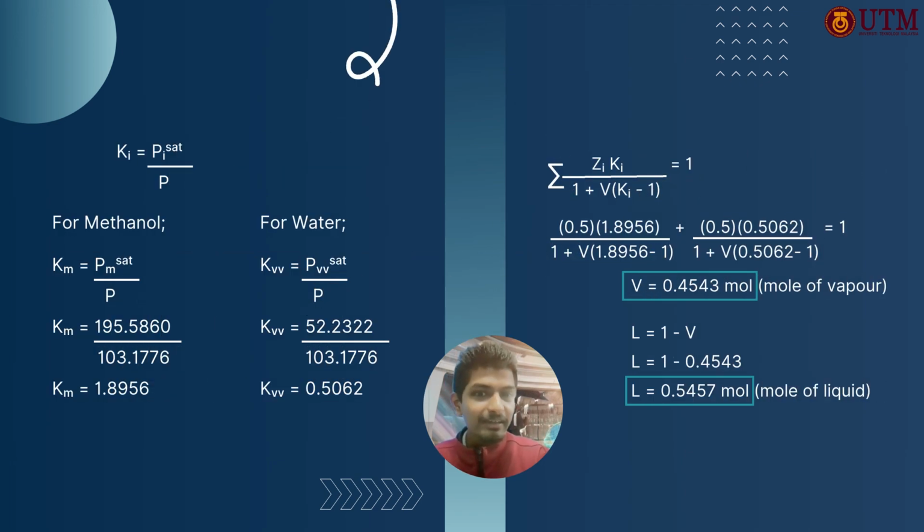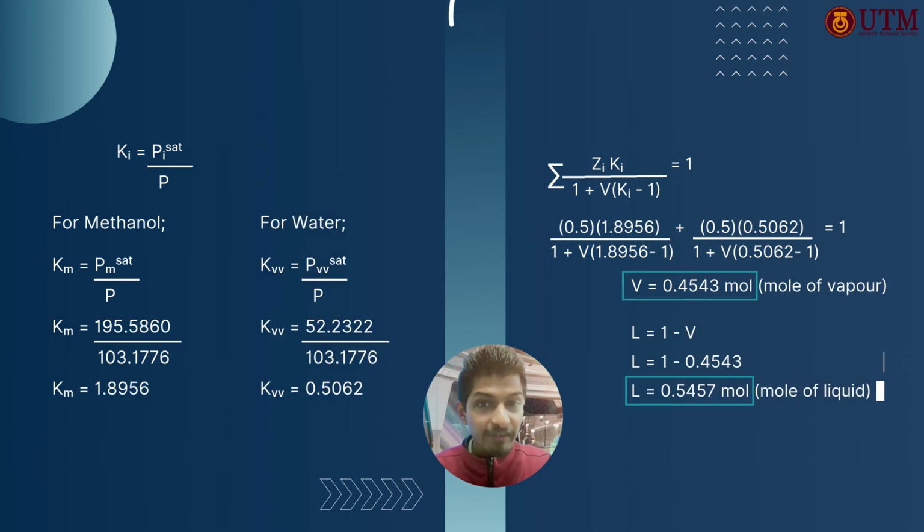To begin, we calculate the equilibrium ratio Ki for each component. The formula used is Ki equals Pi saturation divided by P, where Pi saturation is the saturation pressure of the component and P is the system pressure. For methanol, the K value, Km, is equivalent to 195.5860 divided by 103.1776, which is 1.8956. And for water, Kw is equivalent to 52.2322 divided by 103.1776, which is 0.5062.